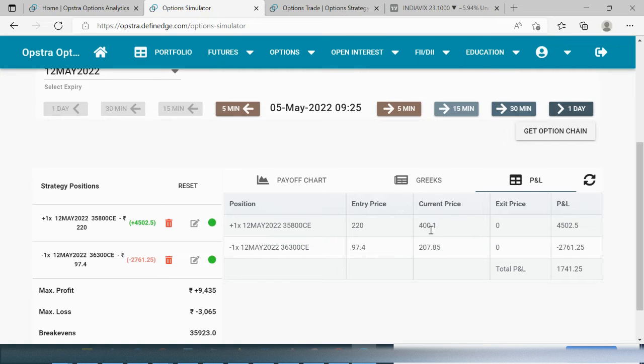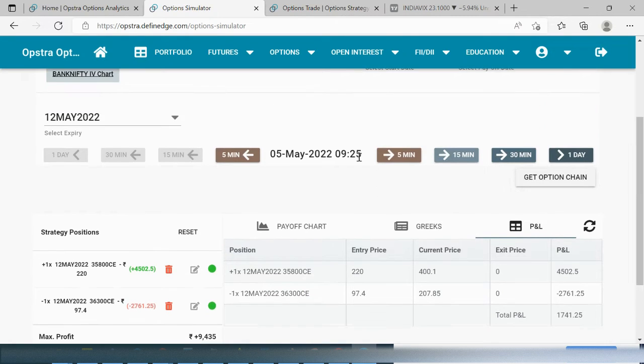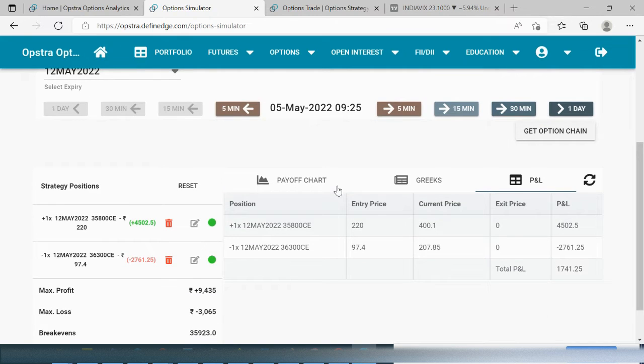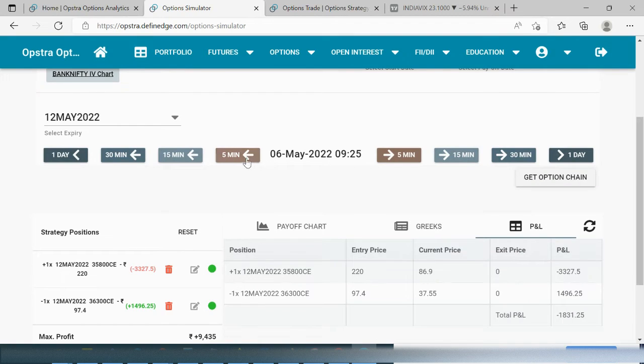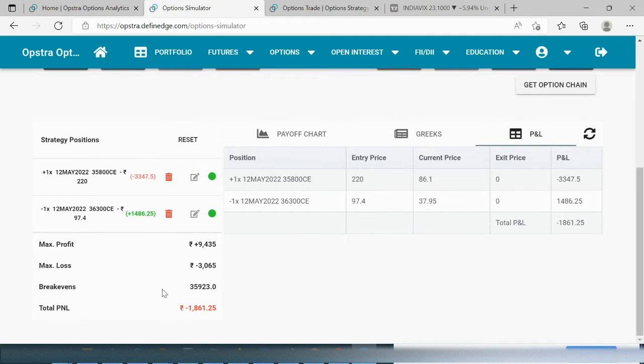Let me take you to the next day, with the gap down. One second, where are we? Did I make some mistake? Right, 5th May. Okay, the next day we are at 86 rupees. So our entire trade is in a loss of 1,861. The original loss is 3,065.